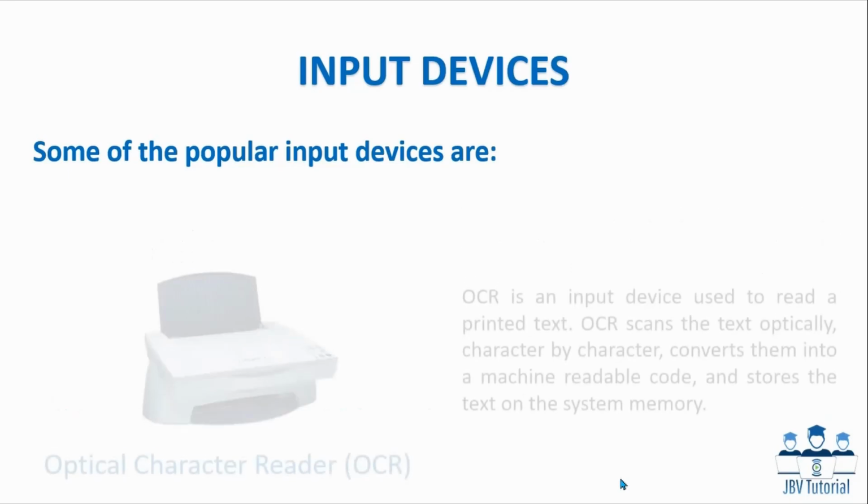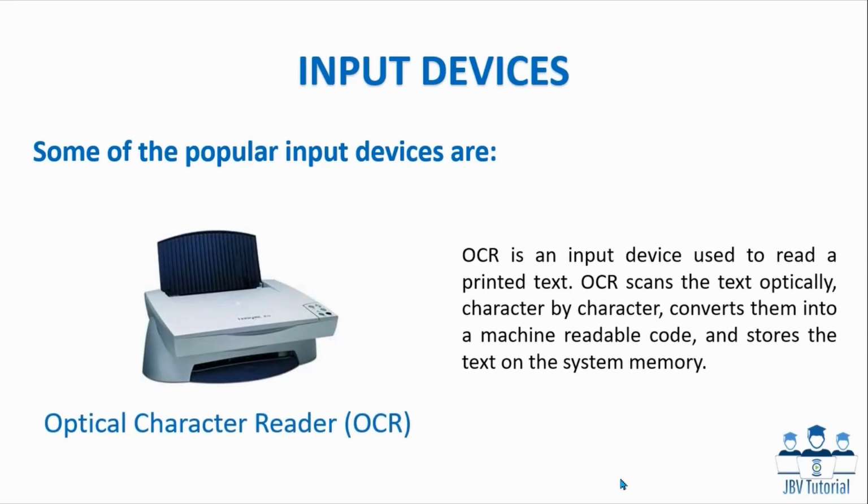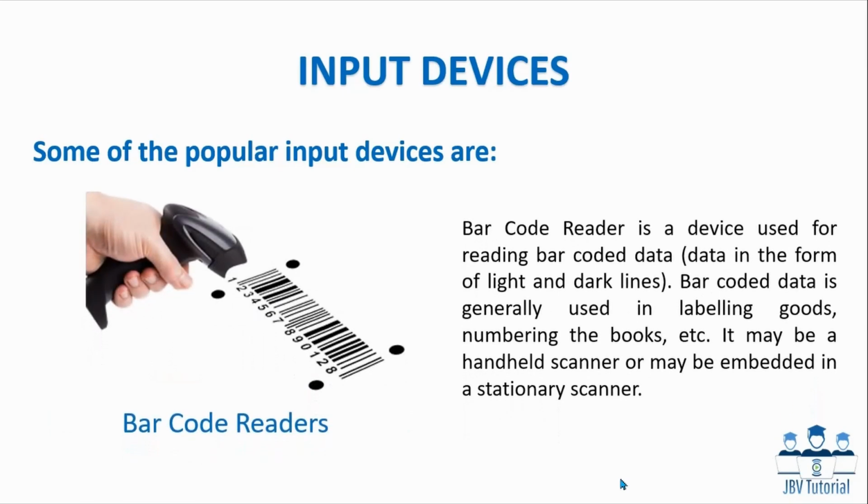10. Optical Character Reader (OCR). OCR is an input device used to read a printed text. OCR scans the text optically, character by character, converts them into a machine-readable code, and stores the text on the system memory. 11. Barcode Readers.